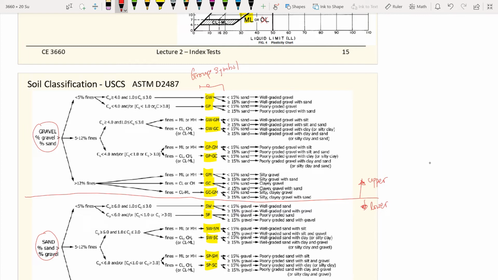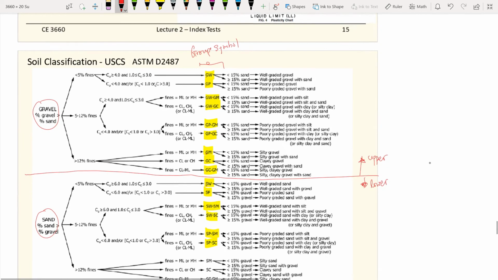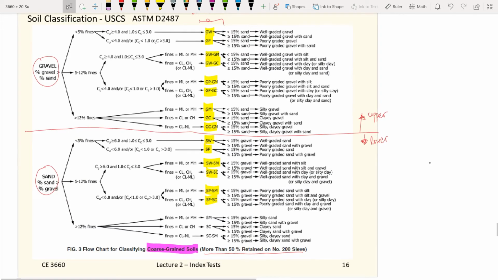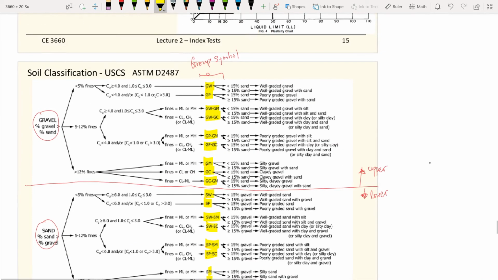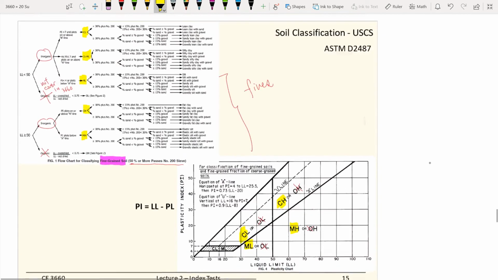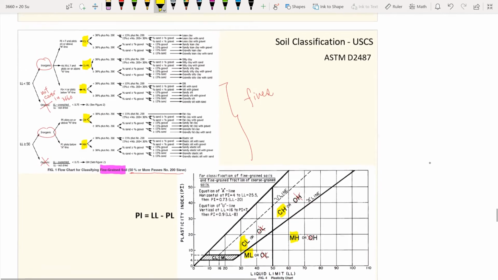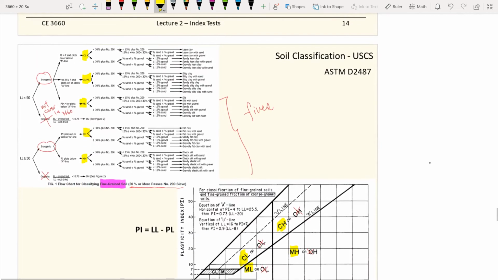If you look at those group symbols, you have two letters, and the first letter tells you what type of soil it is. G stands for gravel, S stands for sand. There are more group symbols, and all of these are the group symbols, the same as in figure 1. So you have all these group symbols right there.